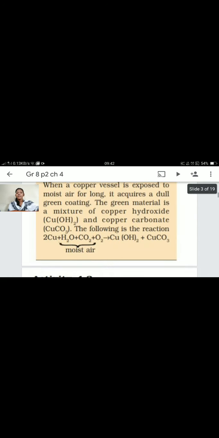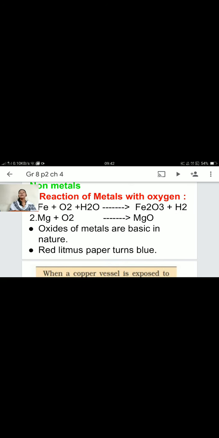So when we prepare that solution, you will check first with the help of red litmus paper. Red litmus paper will show a color change, that is, red litmus paper turns blue. And what about blue litmus paper? Blue litmus paper does not show any color change. So from this we can say that, as I have written in the first slide, when metals react with oxygen, the red litmus paper changes into blue.